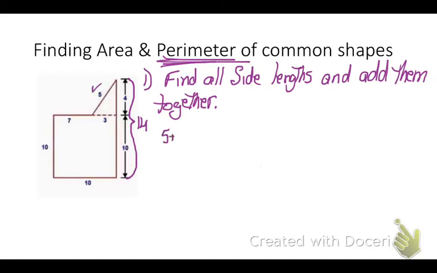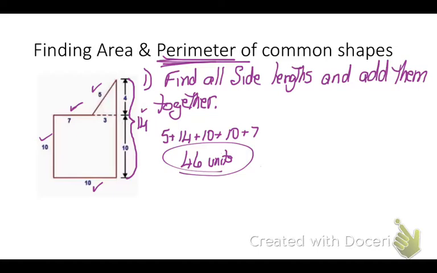So again, I'm going to use my strategy of marking off as I go, and I'm going to add all of these outside lengths up, and I'm going to get that the perimeter of this shape is 46 units. All right, so that is how to do composite shapes, area and perimeter.